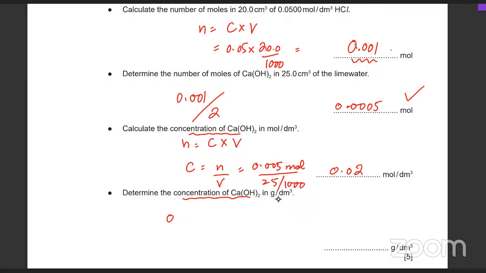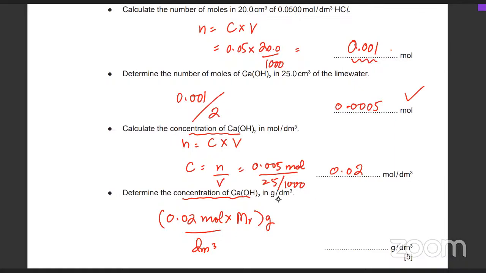So we know it's 0.02 mole per dm cube, right? तो इसको ग्राम पर डीएम क्यूब में चेंज करना है, तो हाउ डू यू कन्वर्ट मोल्स टू मास? एमआर से मल्टीप्लाई कर देना ना. Yeah. So it will become gram per dm cube, right?